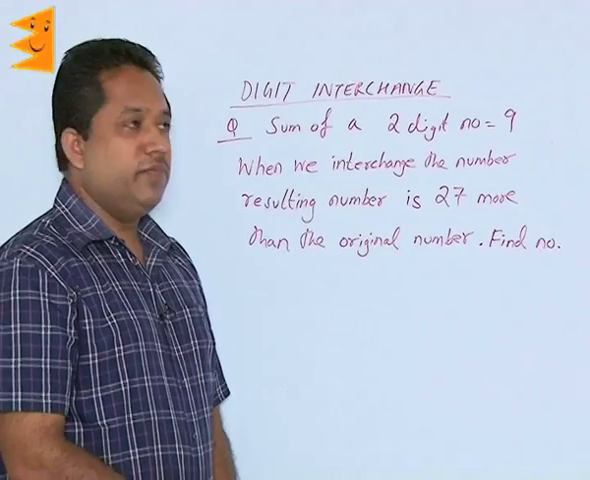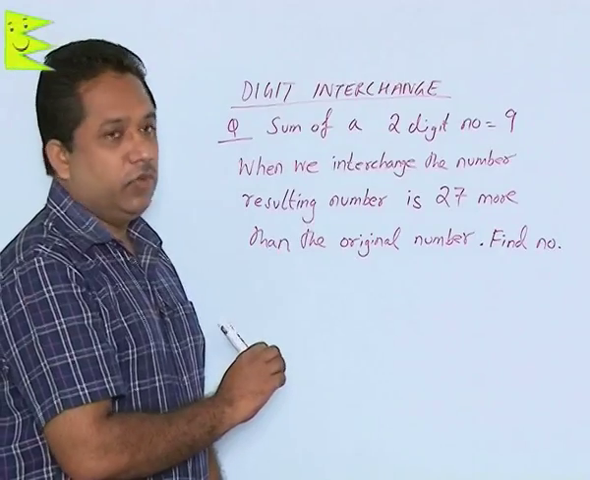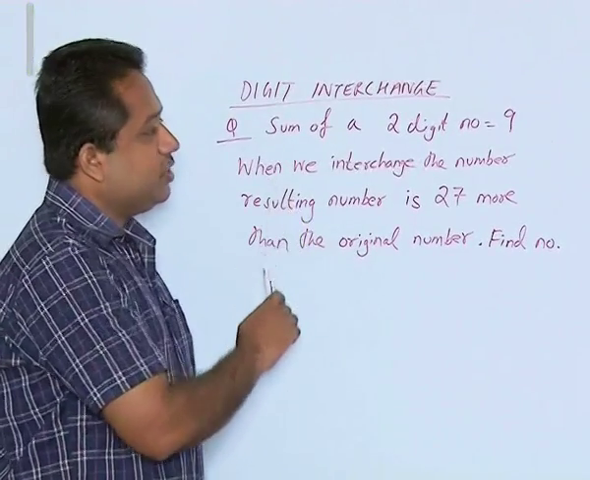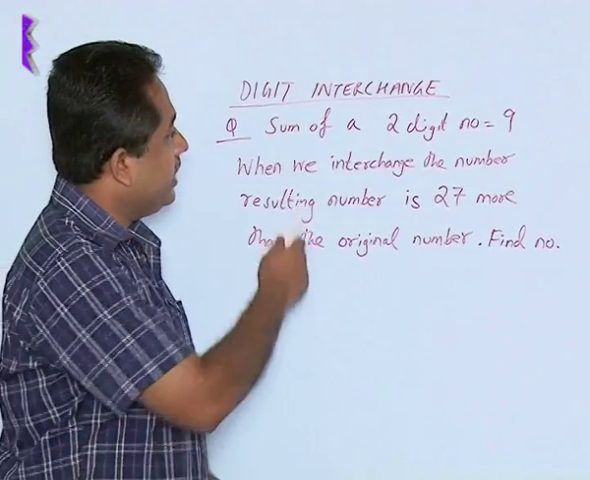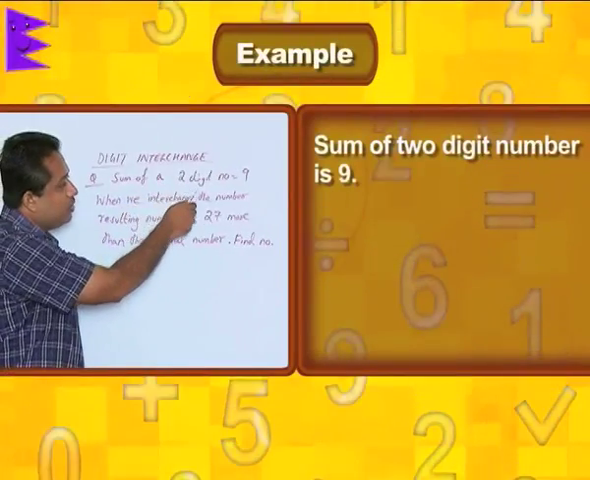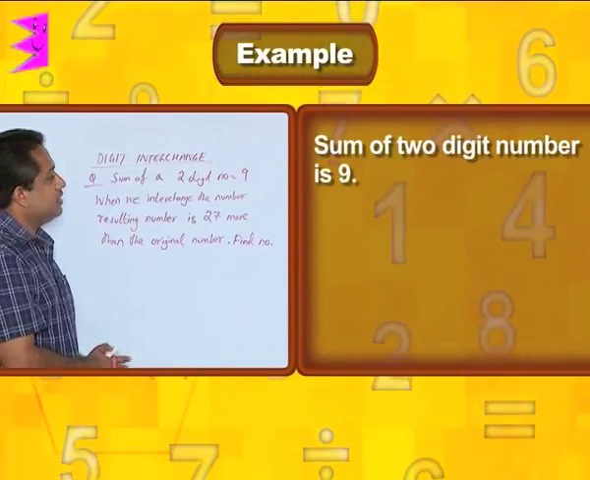Let us look at a question based on digit interchange. It is a very important type of question in which some details will be given to you and you have to find out what the number is. So, read out the question here. Sum of a 2-digit number is 9. So, 2-digit number, the sum is 9.